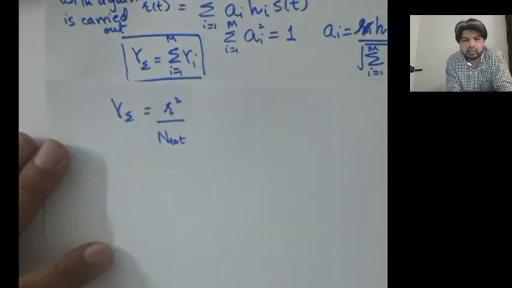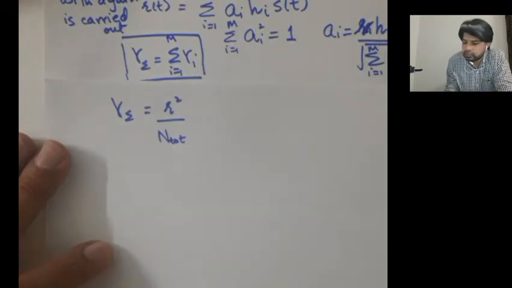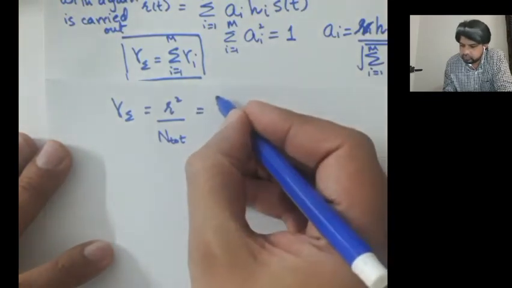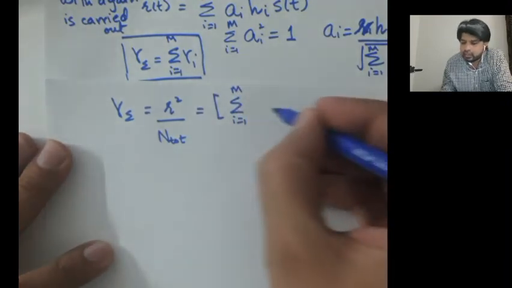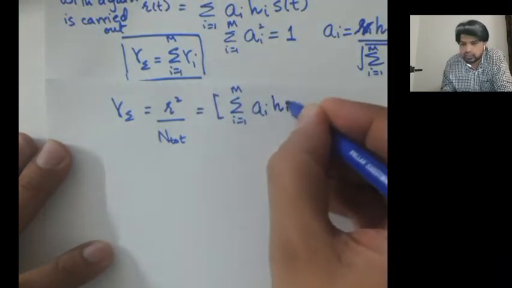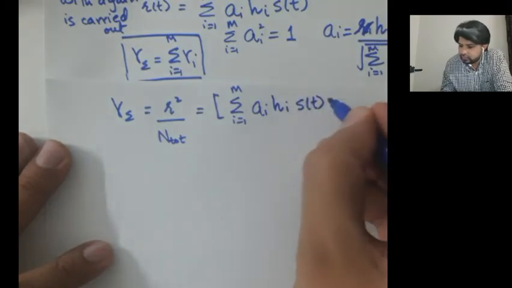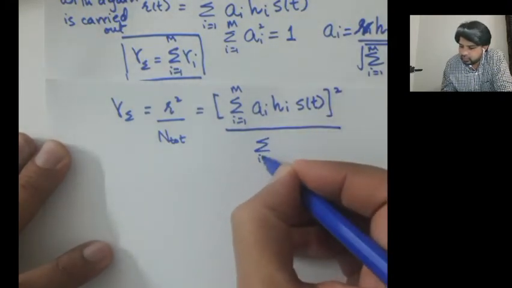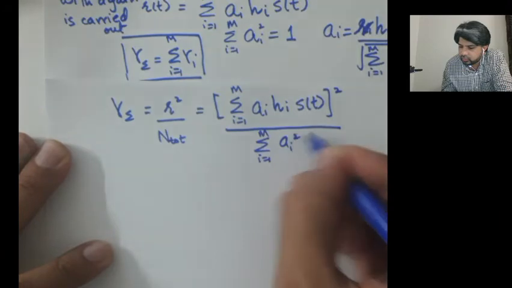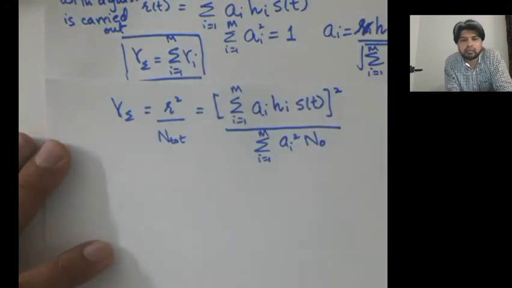Again, you are assuming that the bandwidth times the Ts product equals 1. So that is known, and we are not going to repeat that. So this would be equal to the signal power, that would be equal to summation i equals 1 to capital M of a_i times h_i times s(t), which is your transmitted signal, whole squared, divided by summation i equals 1 to capital M of a_i squared times N naught, where you're assuming that you have the same power spectral density of the noise on each of these branches.